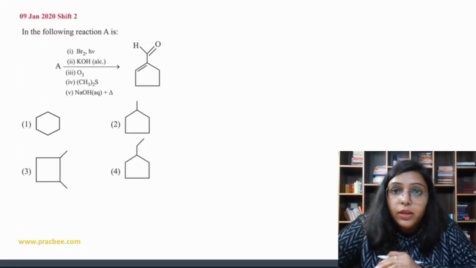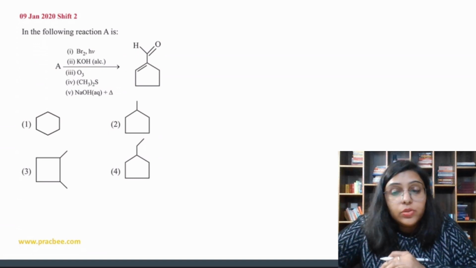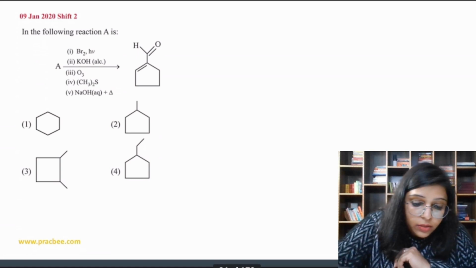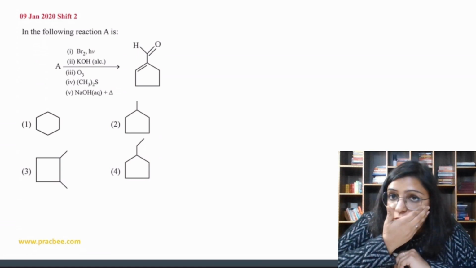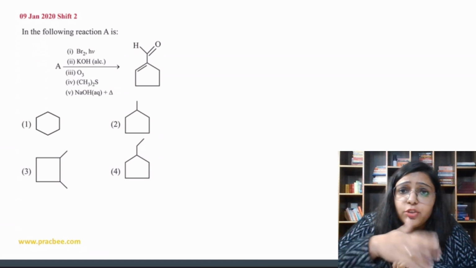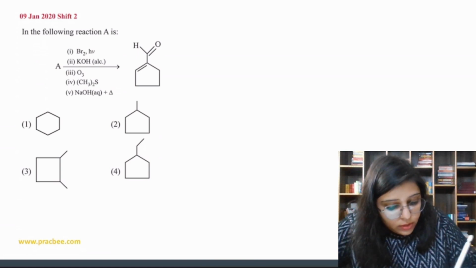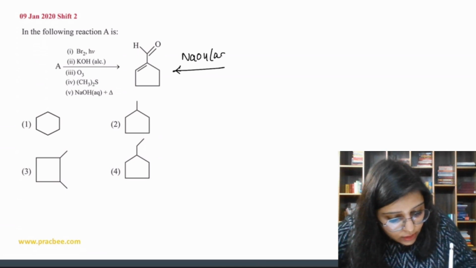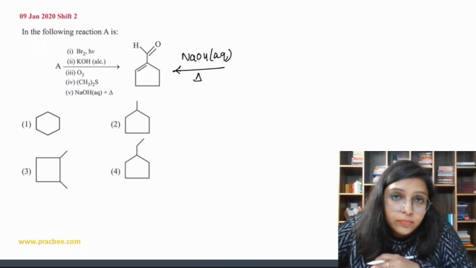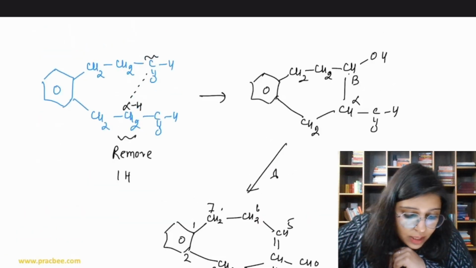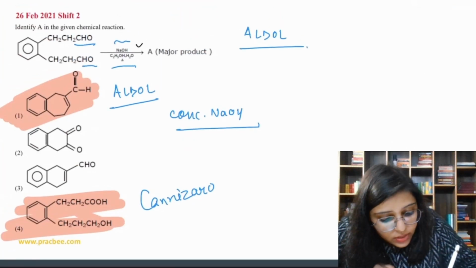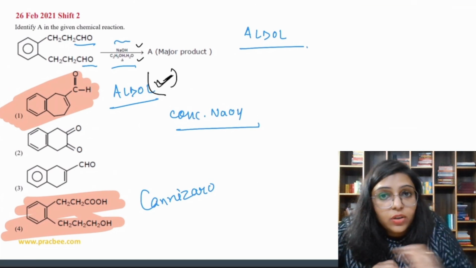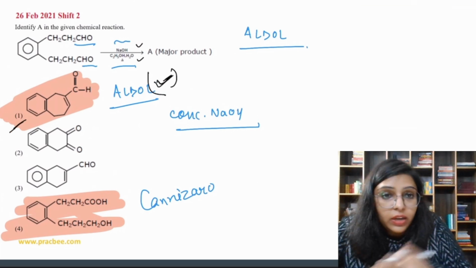Okay, now next question. So again in this we have to go from backwards. So question says, in the following reaction A is, so see, this is the final product and this is formed from NaOH aqueous and heat. In the above question, we have NaOH and water is there. So that's why we can do aldol. Okay, because water is given.